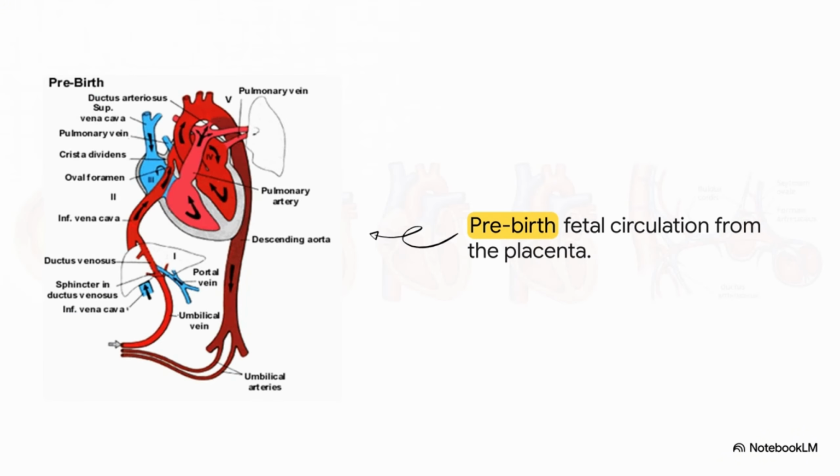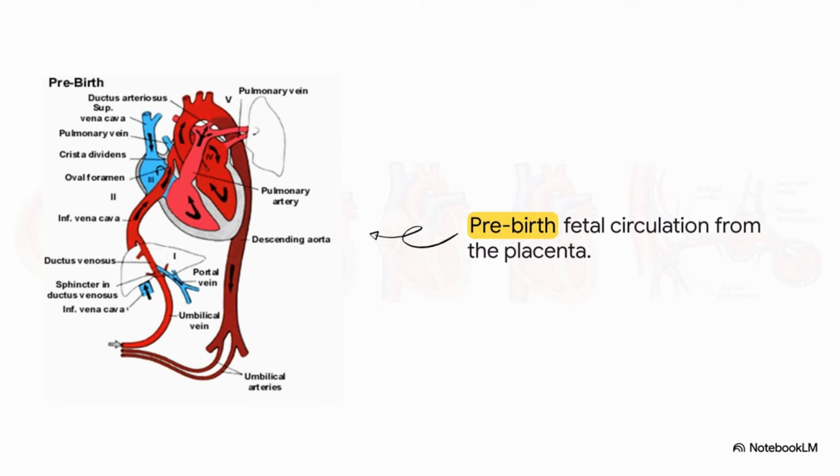As that rich, oxygenated blood hits the heart, it's guided by the anatomical valve of the inferior vena cava, which acts kind of like a traffic cop. It directs most of this blood into the right atrium, and then straight through a literal hole in the heart wall, the oval foramen, directly into the left atrium. From there, it goes to the left ventricle and shoots up into the ascending aorta. This is just brilliant engineering.